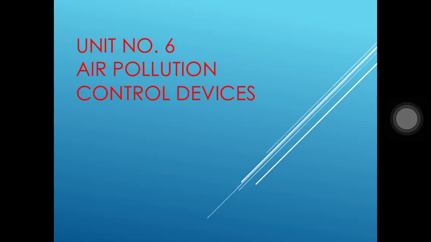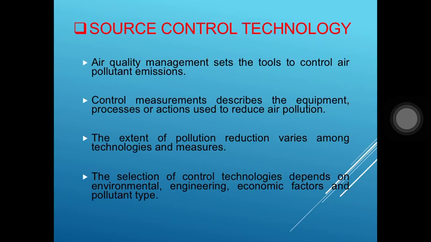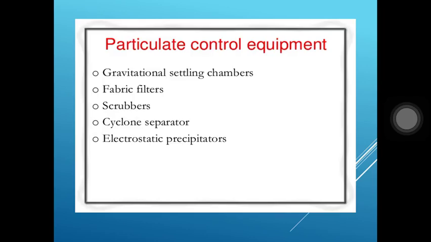Hello, today we are going to deal with air pollution control devices. Now, those are based on the source control technology. Air quality management sets the tools to control air pollutant emissions. Control measures describe the equipment, processes, or actions used to reduce air pollution. The extent of air pollution reduction varies among the technologies and measures. The selection of control technologies depends on the environmental, engineering, economic factors, and pollutant type.